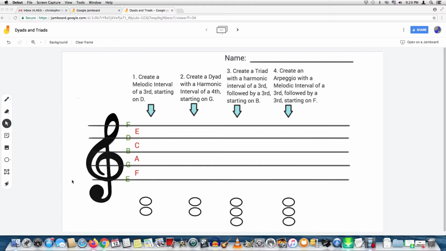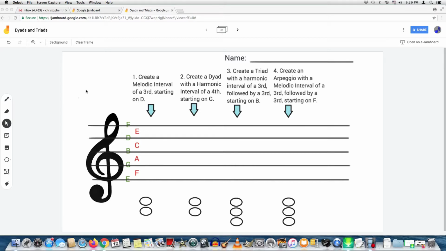Hello students. So this week we are going to be working with dyads and triads, which will involve two different types of intervals, melodic intervals and harmonic intervals. What I would like to do is go one by one through these exercises on Jamboard, and as I do that I will explain the definitions of these terms.